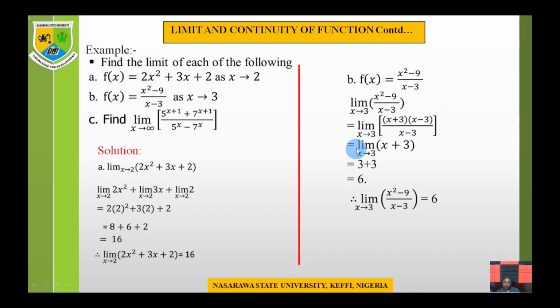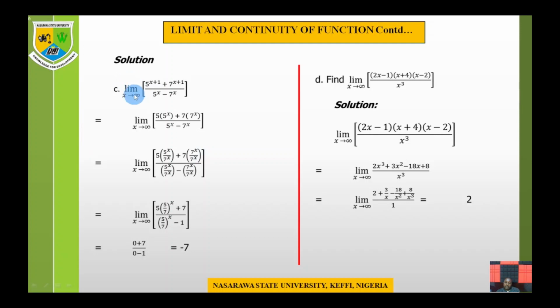Therefore this will be equal to the limit as x goes to 3 of x plus 3. And when you make your substitution, you are going to have 3 plus 3, which is equal to 6. Therefore, we say that the limit of this function x squared minus 9 divided by x minus 3 as x approaches the value of 3 is equal to 6.